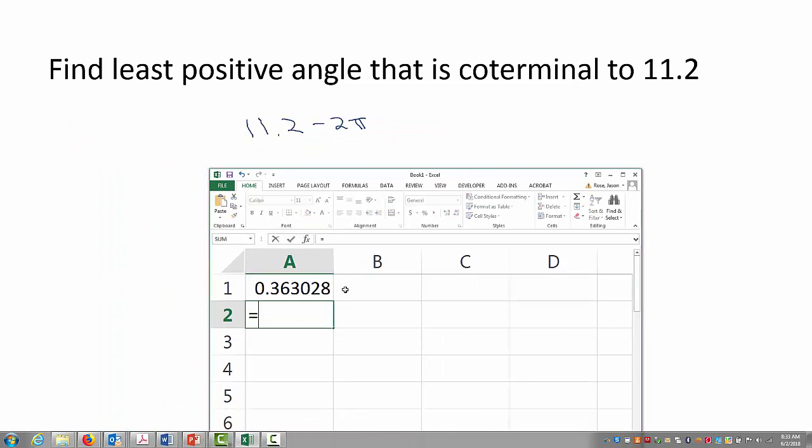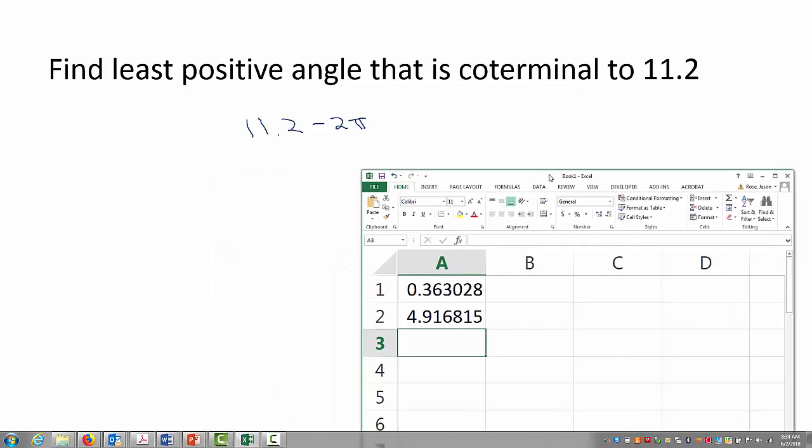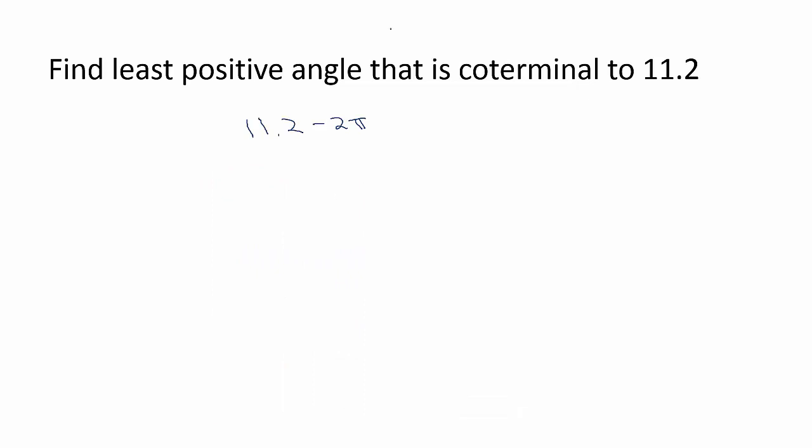If they ask us for a decimal approximation, we can just put it into our calculator or into Excel. So we'll just take our 11.2 and subtract 2 times pi, and that gives us 4.91 radians. Okay, so since we have 4.91 radians, we can tell that we can't go any lower than that, right? Because a full circle is a little more than 6.28. So if we took 6.28, then we'd have a negative angle. So we're done.